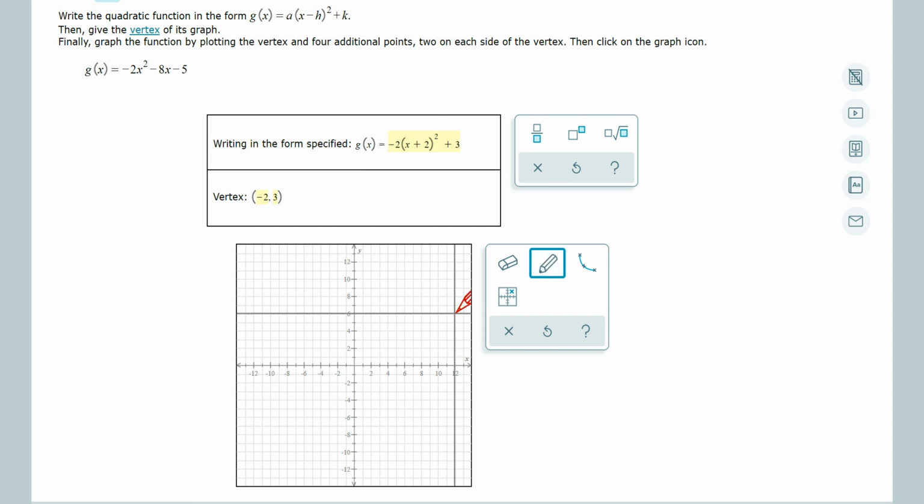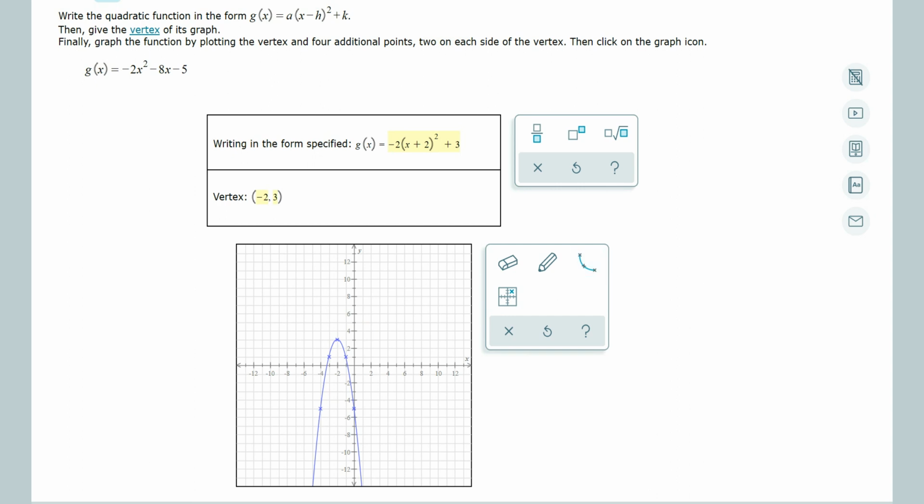0, -5. I'm at 0. I go down to -5 and click a point. The next one is -1, 1. Click a point. -2, 3. Click a point. -3, 1, and the last was -4, -5. Okay, and then I just click on this guy right here, and it connects them all.